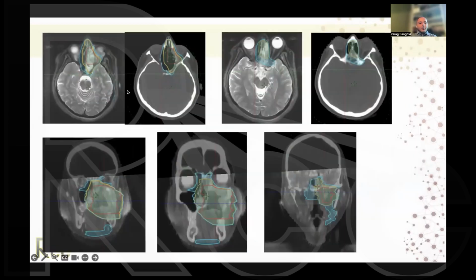And then this is going up higher. So again, just showing you now going up at the level of the nasal cavity. And so you can see going through the skull base, going into the cavernous sinus here. And you can see this is what this looks like on a coronal setting for this patient.